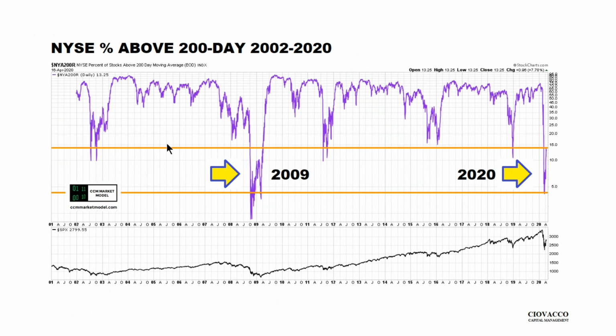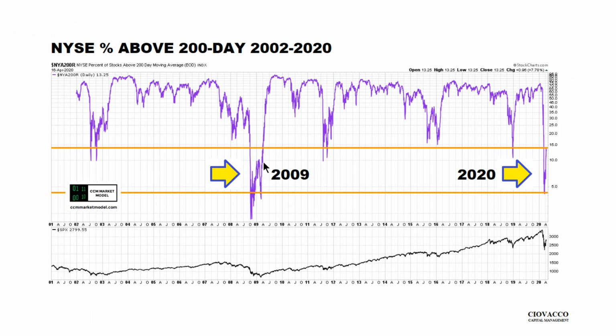Another extremely rare move, this time using the NYSE composite. If we go back to 2002, only 2 times have we seen something like this. This is the first case. This is the second case. This is an extremely oversold reading, an extremely rare oversold reading.